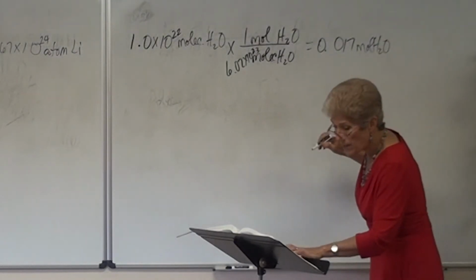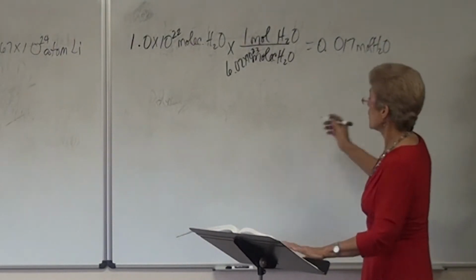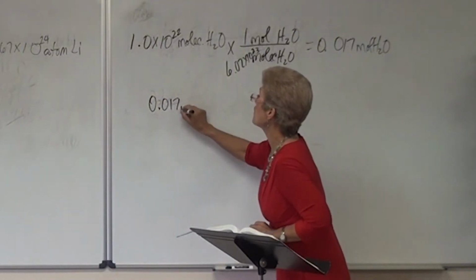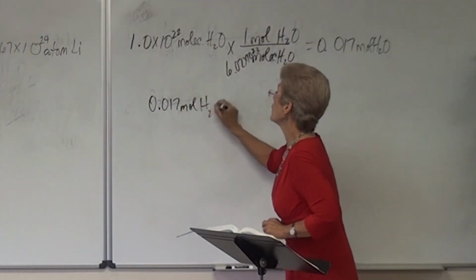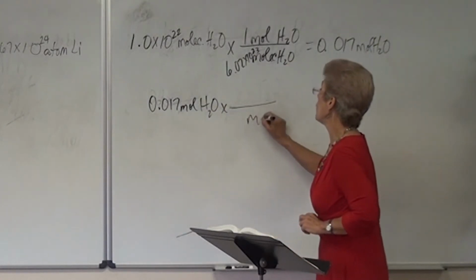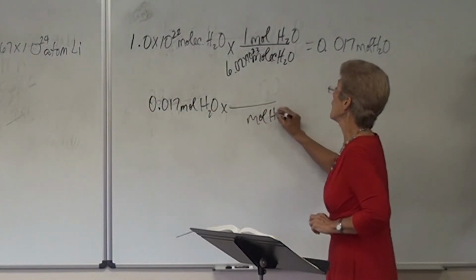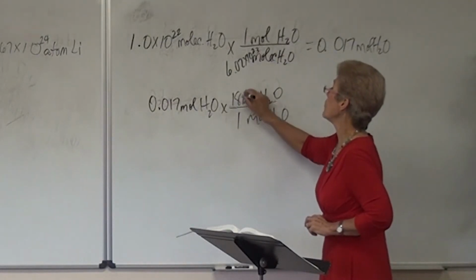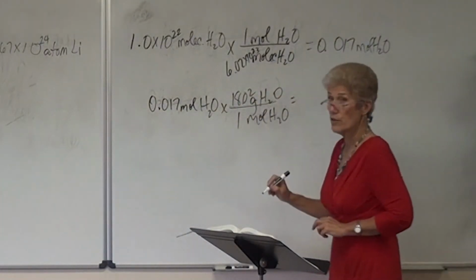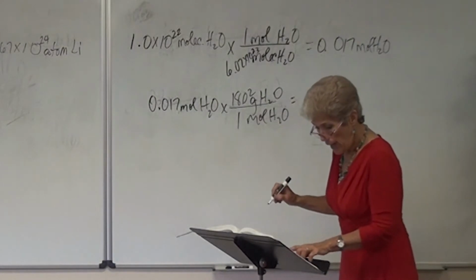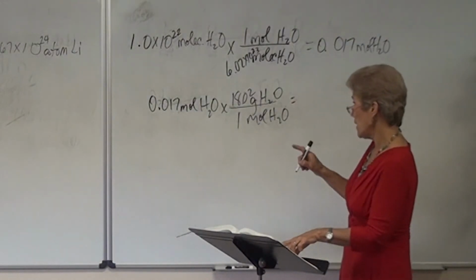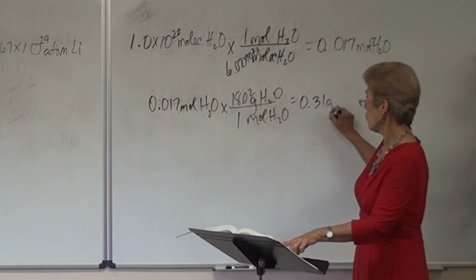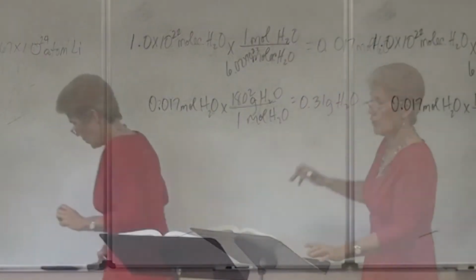And then it asks me how many grams that is. I'm going to put it back over here so you can see it. 0.017 moles of water times line. Moles of water. I'm trying to get to grams of water. I know that in every 1 mole, there's 18.02 grams of water, because we've done it several times. And so that's going to give me 2 significant figures, 0.31 grams of water.